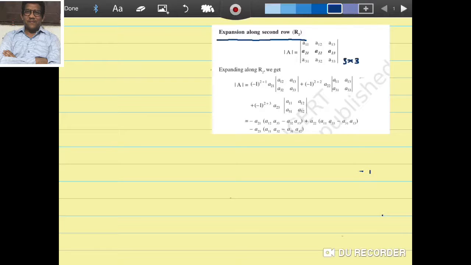Determinant A is equal to minus 1 to the power 2 plus 1, that is, element belongs to the second row first column, A21, into determinant obtained by deleting second row first column, plus minus 1 to the power 2 plus 2 and A22, that is, element belongs to second row second column, and delete the row and column in which the element belongs and multiply the determinant of second order, that is A11, A13, A31 and A33, plus minus 1 to the power 2 plus 3, A23, A11, A12, A31, A32.